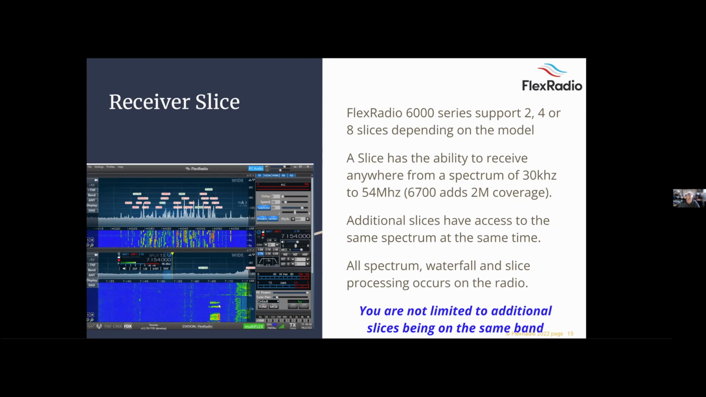The FlexRadio 6000 series supports 2, 4, or 8 slices depending on the model. The slice has the ability to receive anywhere in a spectrum from 30 kilohertz all the way up to 54 megahertz. The 6700 adds 2 meter coverage. Additional slices have access to the same spectrum at the same time. And all the spectrum, waterfall, and slice processing occurs on the radio.